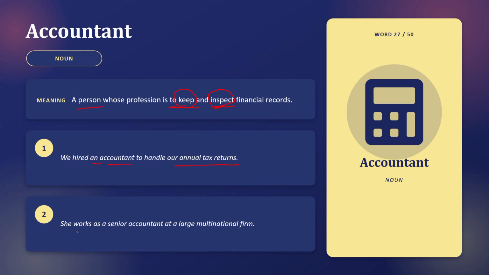Next, she works as a senior accountant. Senior is an adjective, and accountant is a noun. An accountant is preceded by an article. Here, a is an article, accountant is a noun. Okay, clear? She works as a senior accountant at a large multinational firm.